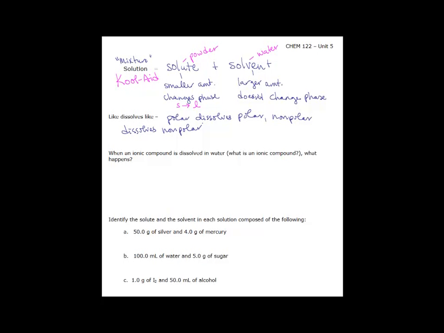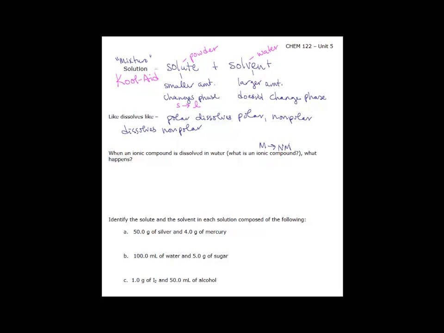So when you have an ionic compound and you dissolve it in water, first of all, let's step back a minute. What is an ionic compound? Well, it's not covalent, it's ionic. Covalent is non-metal to non-metal. Ionic is metal to nonmetal. So when you have an ionic compound and you put it in water, what happens?